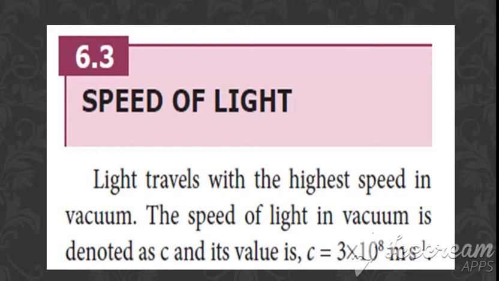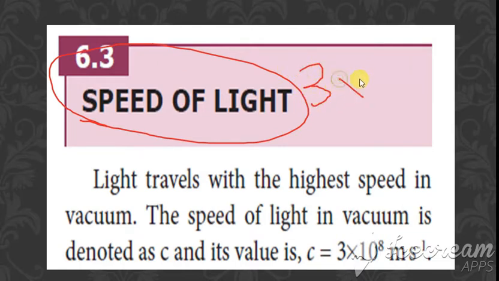Good morning, students. Today we are going to see how to determine the speed of light. We all know the value of the speed of light, is it not? The value is 3 × 10^8. That value was determined with the help of the method which we are going to see now.